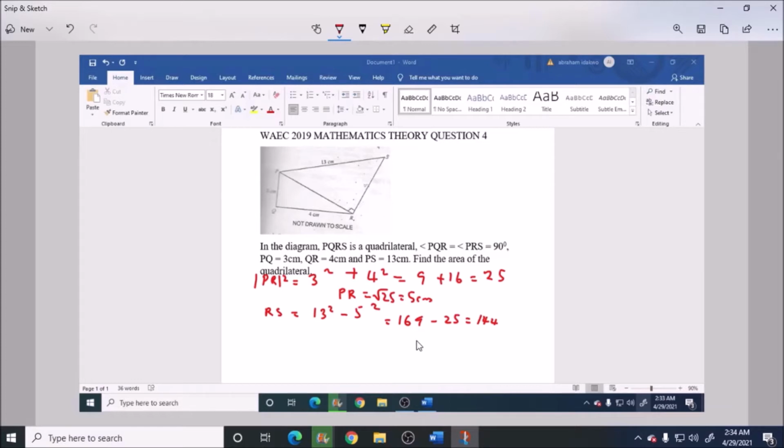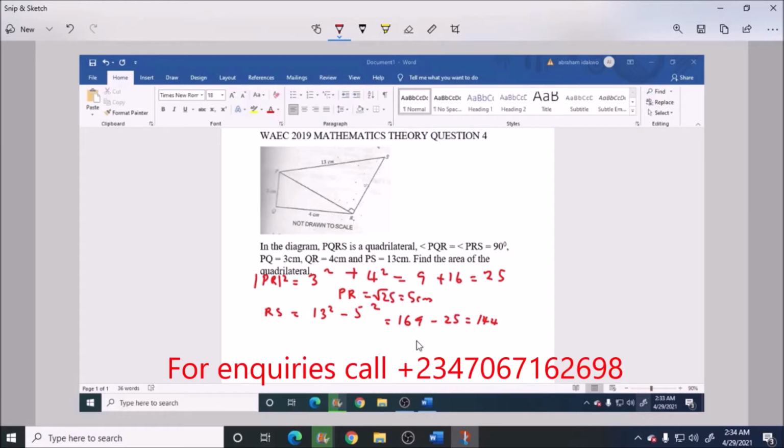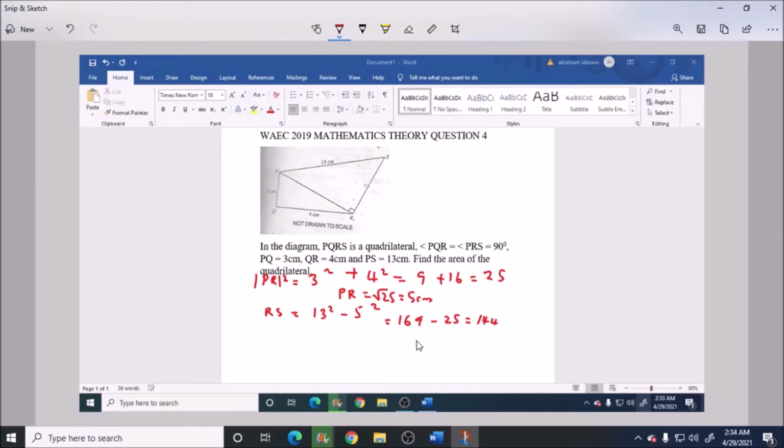Now the area of the quadrilateral is given as area of triangle PQR plus area of triangle PRS. Now let's come to this side to finish up.